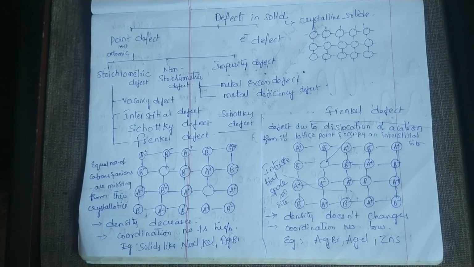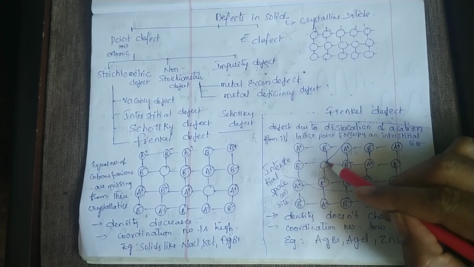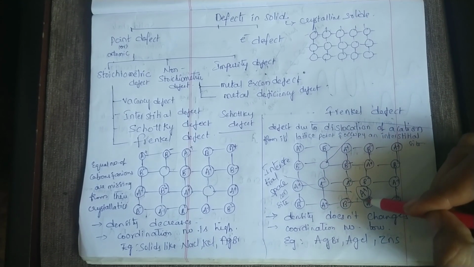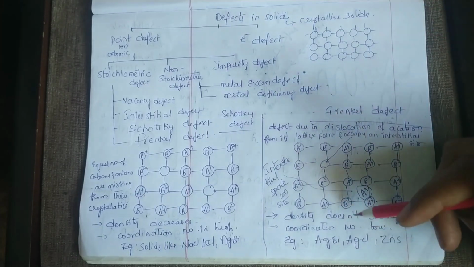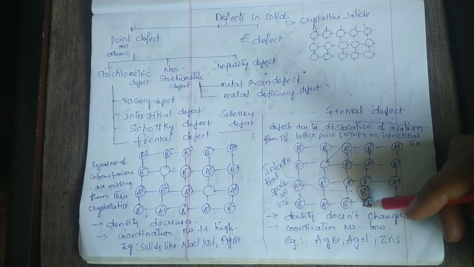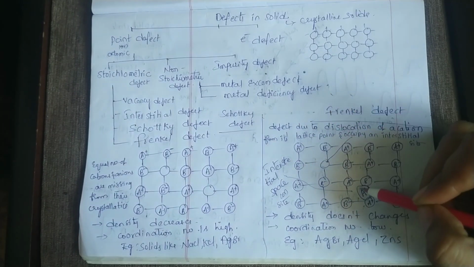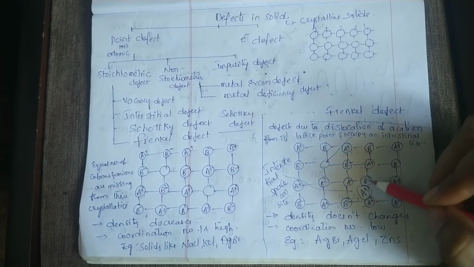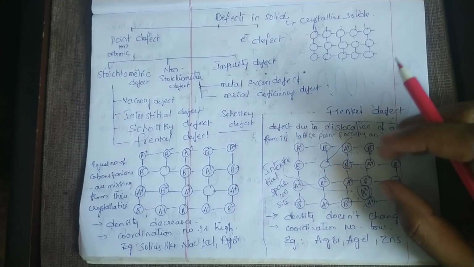Coming to Frenkel defect. This defect arises due to dislocation of a cation from its lattice point, which then occupies an interstitial site. What is interstitial site? Empty space between the atoms is called interstitial space.